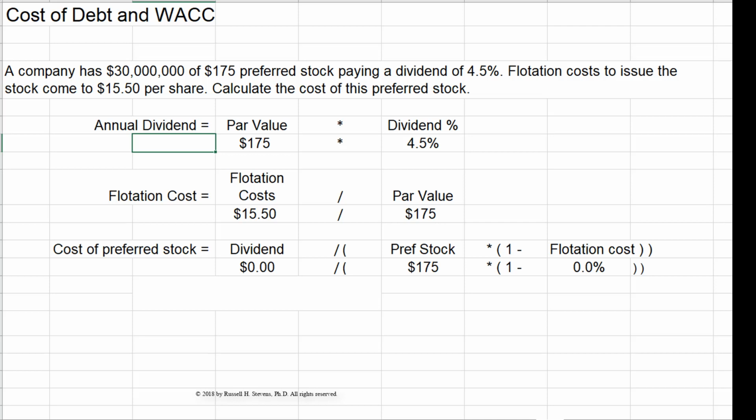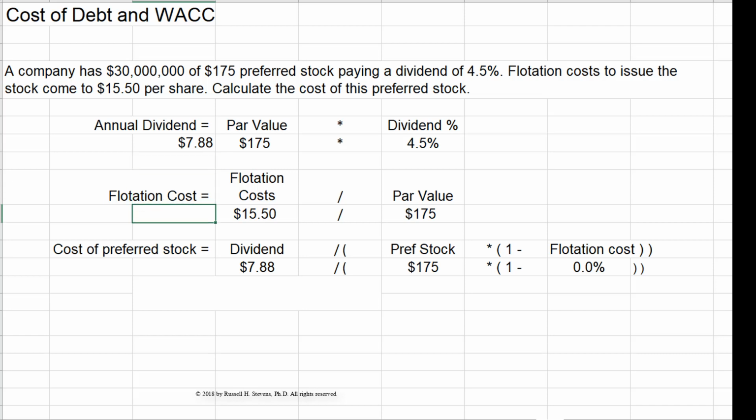This is a multi-step problem, and one step will be taken at a time. The first step is to calculate the annual dividend for the preferred stock. It's very simple. The dividend to be paid is the par value of the stock times the percentage of the dividend. Highlight the workbook cell under Annual Dividend, type in an equal sign. Highlight the 175, type in an asterisk denoting multiplication. Highlight the 4.5% and press Enter. A holder of one share of this preferred stock can expect to get $7.88 every year from the company.